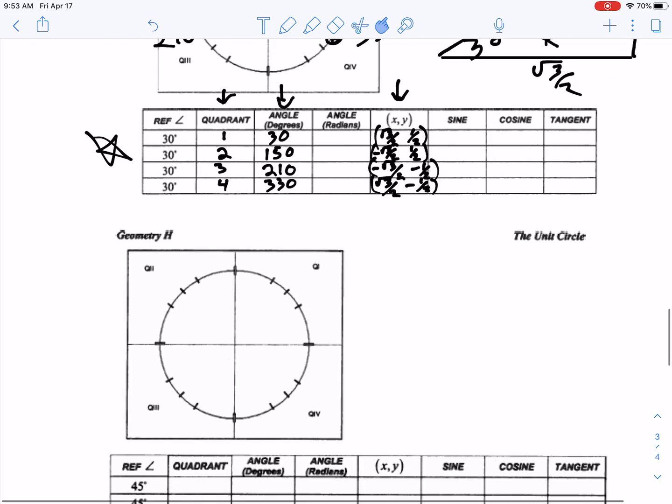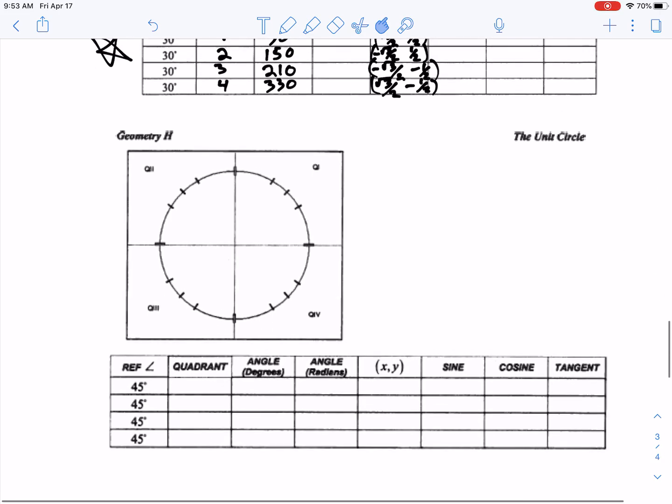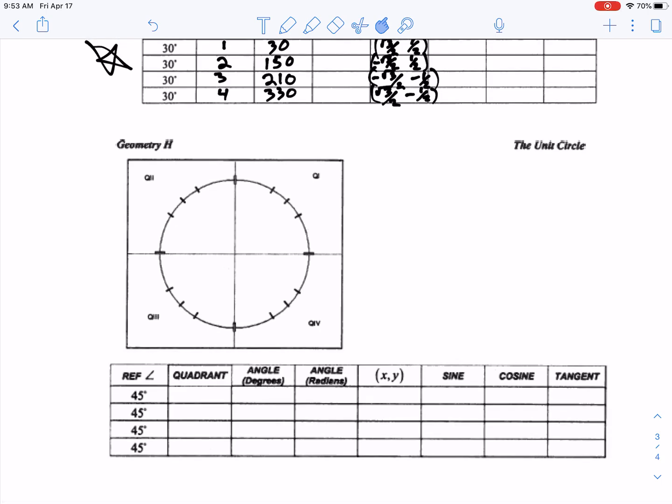I'm not going to do the whole thing here, but I'm just going to guide you. And then the 60 should just be the opposite of the 30. So I'm going to take you into quadrant 1 of the 45 and quadrant 1 of the 60-degree reference angles. So we're talking 45-degree reference angles. We're looking at this angle right there, and this angle right there. What we're trying to do is find those angle measures and those coordinates.